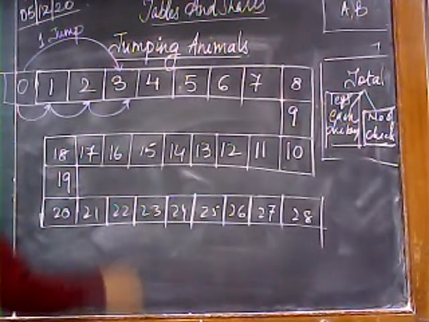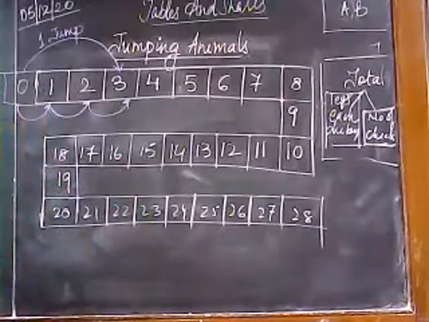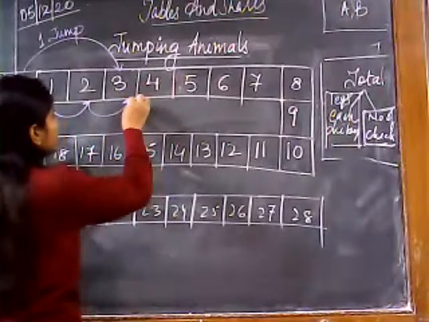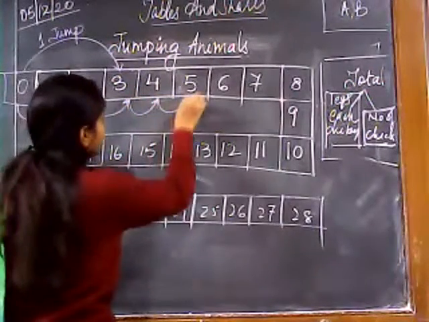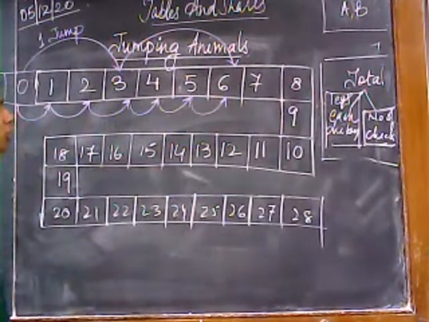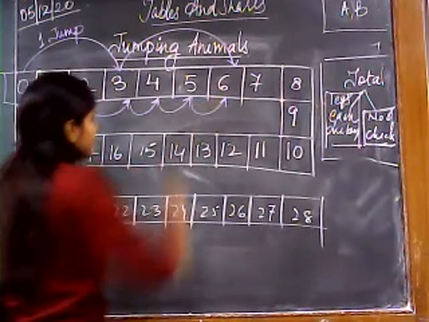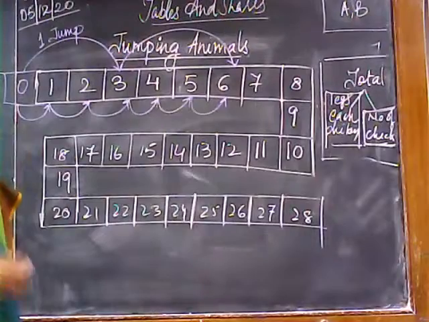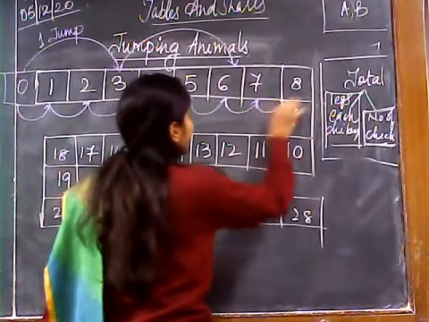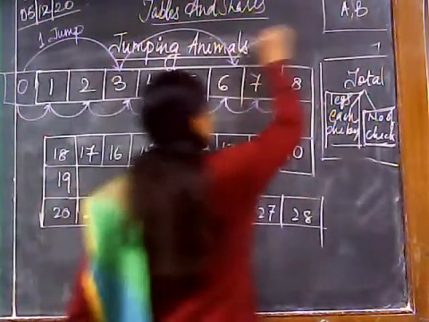So she makes 3 jumps. Where will she land up? In one jump, she will take 3 steps. In another jump, she will again take 3 steps: one, two, three, and she will stop on six, because she will get tired and take some rest. Again she will gain her energy and take another jump. She will take another 3 steps, and then she will land up on 9.